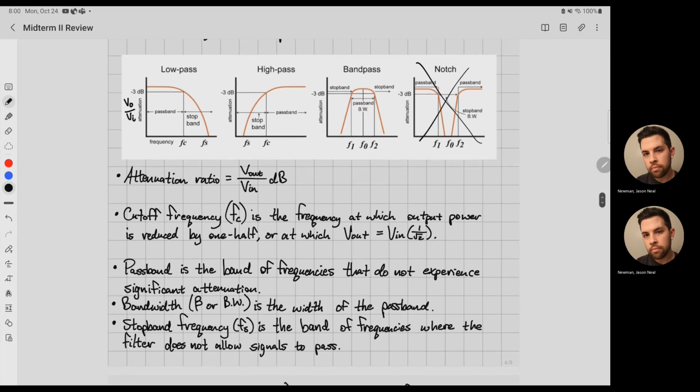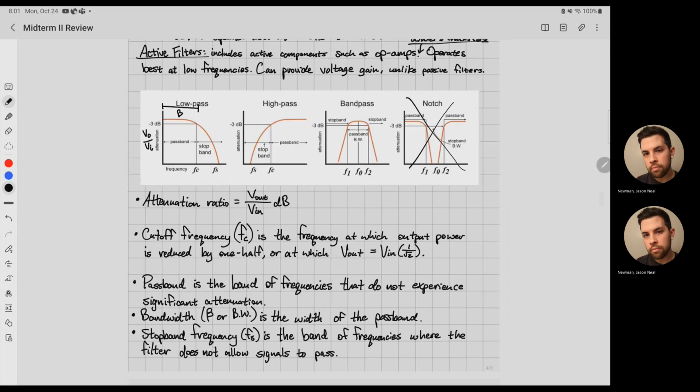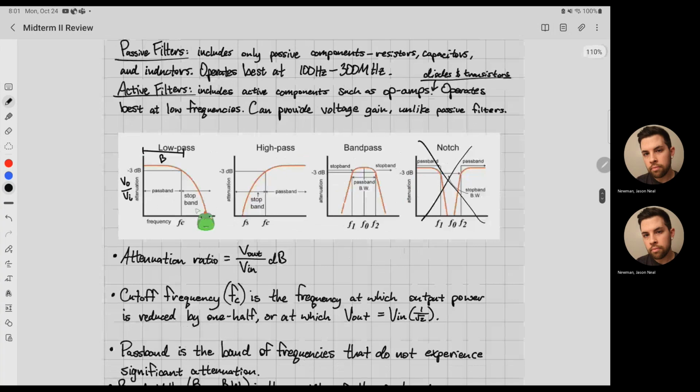And then the pass band, which is this little area in here, is the band of frequencies that do not experience significant attenuation, meaning that they're passed, they're in the pass band. And then the bandwidth is the width of the pass band, so from here to here. And then the stop band frequency, FS, is the band of frequencies where the filter does not allow signals to pass. So that's basically where you're going to be attenuating. That's where your filter is going to start trying to block frequencies past the passband.